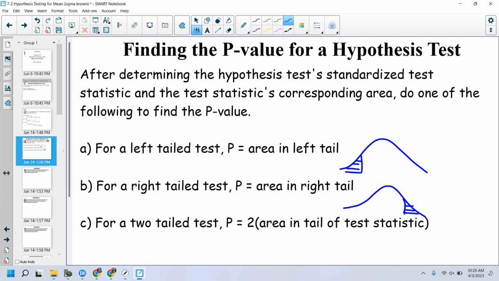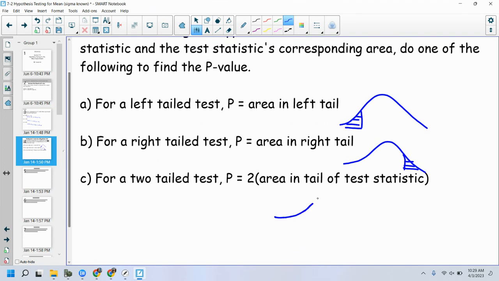For a two-tailed test, see, right tail, left tail, very straightforward. For a two-tailed test, you just have to keep in mind that the p-value is 2 times the area in the tail of the test statistic. That's your p-value. It's got a 2-to-1 relationship to alpha because if my level of significance is 0.01, then that 0.01 has to be split between those two tails. So each tail has 0.005.